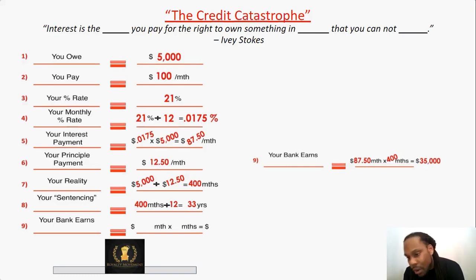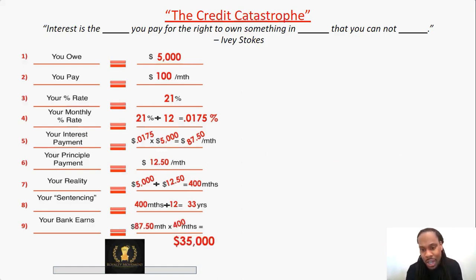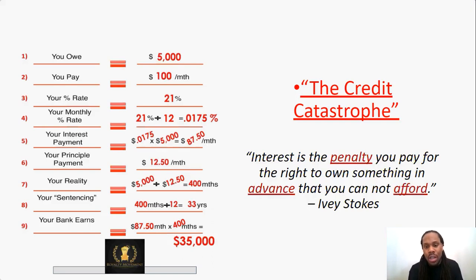They earn $35,000. $35,000. I have to say that with my eyes closed, because that's insane, knowing that the balance you owe was only $5,000. They earn $35,000 if you continue to pay your credit cards off in this way. This is how credit card interest is calculated. This is why a lot of times people find themselves buried in credit card debt. And let's fill in those blanks. This is why we call this the credit catastrophe, or the credit card catastrophe, as I should have titled it.